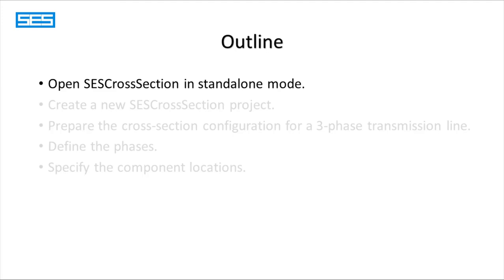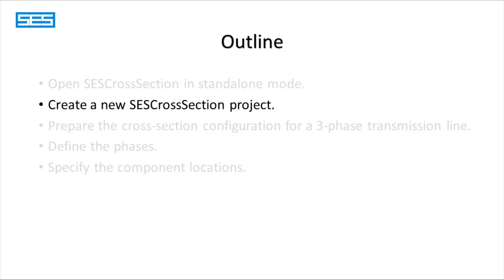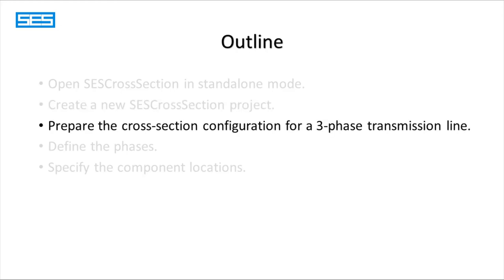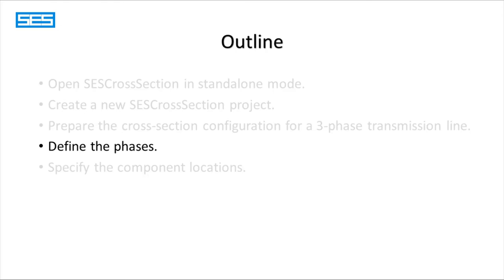After we've launched SESCrossSection in standalone mode, we'll briefly show how to create a new SESCrossSection project, and then we'll prepare the cross-section configuration for a three-phase transmission line. We'll be defining the phases of that transmission line and specifying the locations of its components.